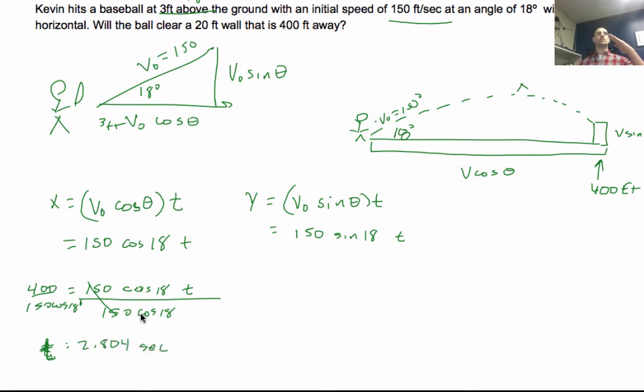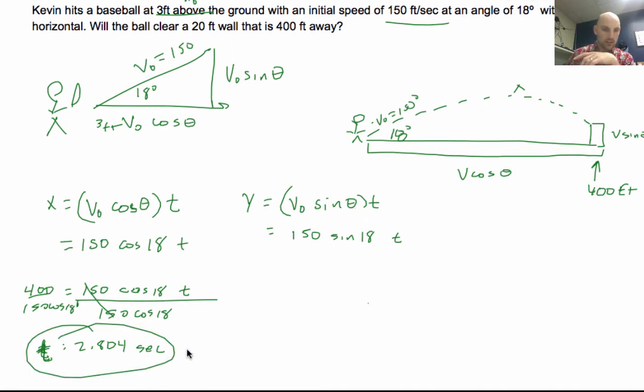What does that mean? That means at a launch angle of 18 degrees, going 150 feet per second, it's going to take 2.804 seconds to get to that wall. But the problem is, check this out. This doesn't take into account gravity. That's my vertical component, but it doesn't take into account gravity.